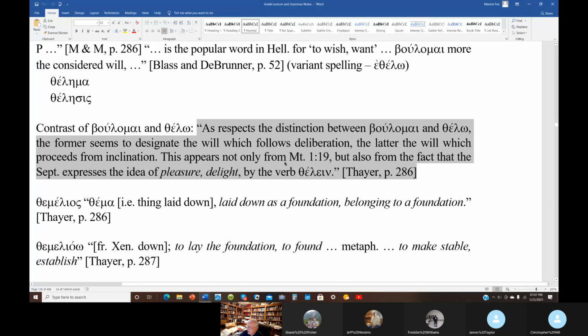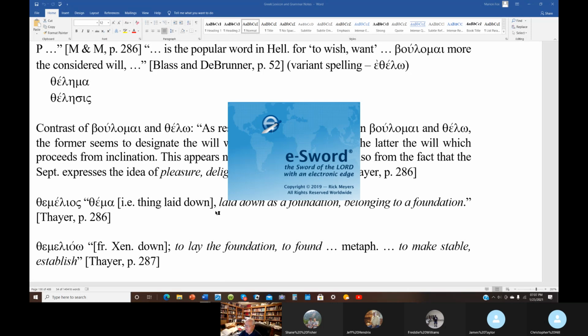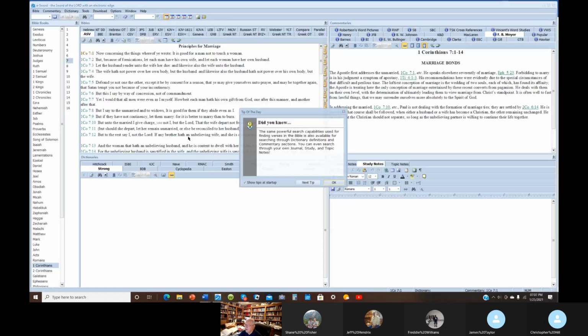All right. Now, in Matthew 1:19, you can find a very interesting situation. It explains something that we don't see in our English text, and that's Matthew 1:19. Now, I'm going to go over to Matthew 1:19 right quick. Just take a quick look at it. And I should have had my e-Sword up already. I didn't have it. I'm sorry.